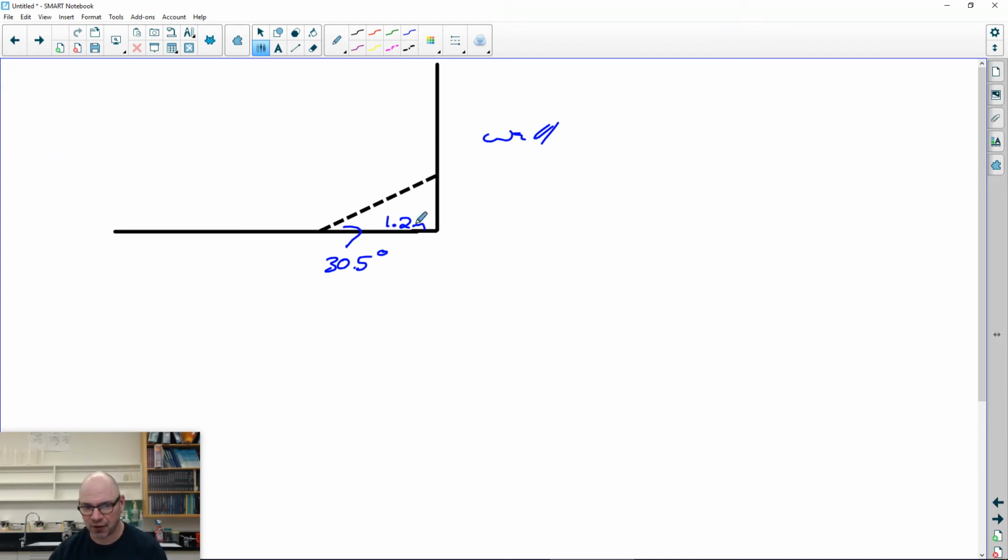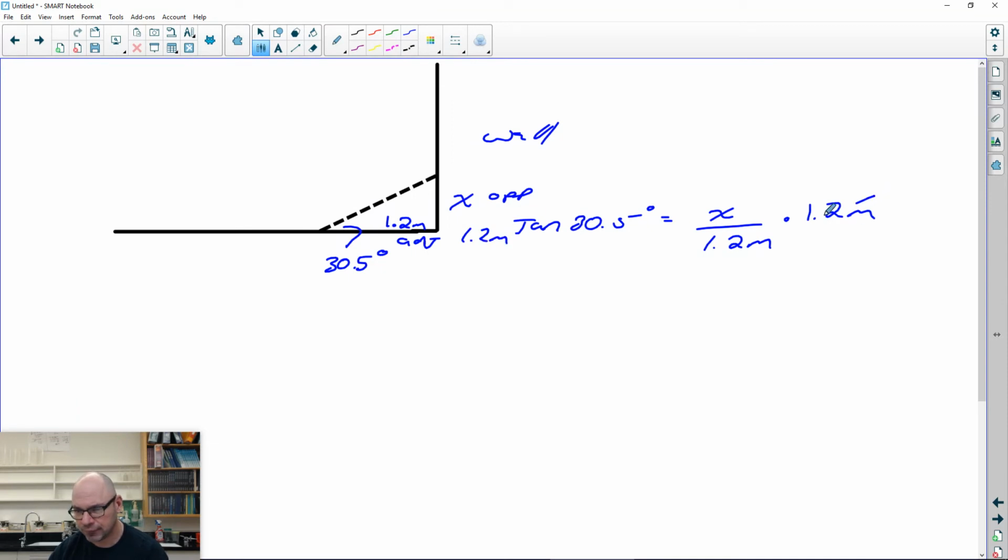So again, we're going to have to identify what the values are. Okay, this is what we want to find, how far it reaches up the wall. We'll call that our x. So that means that's the opposite side, and this is our adjacent side. Do our tan of 30.5 degrees. Okay, that's going to be equal to the opposite side, which is x, over the adjacent side, which is 1.2 meters. So all we have to do is multiply by 1.2 meters on both sides. Okay, and we get 1.2 meters times the tan of 30.5 degrees equals x.